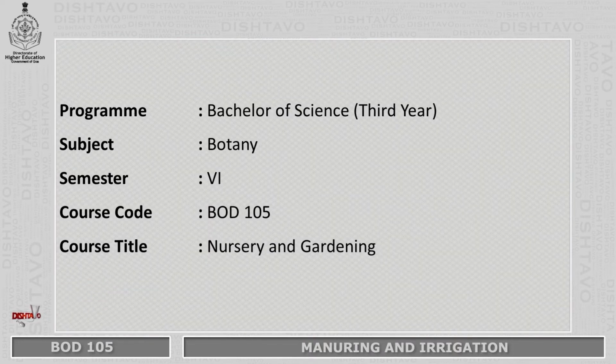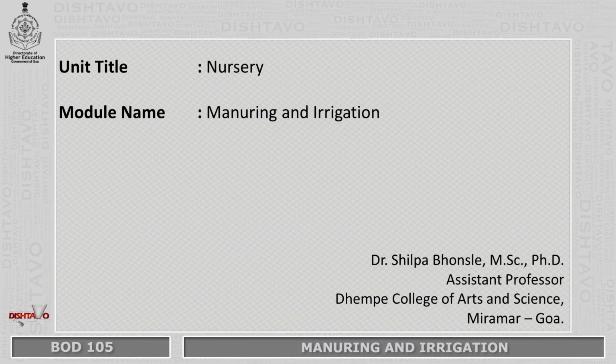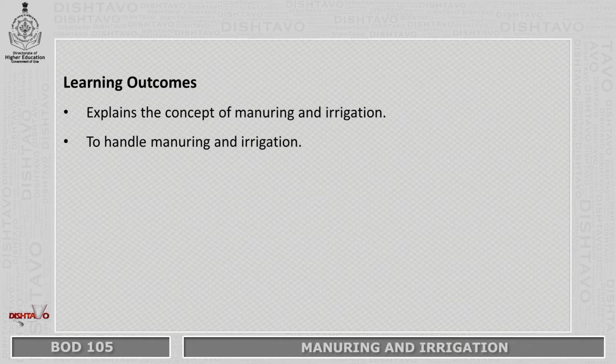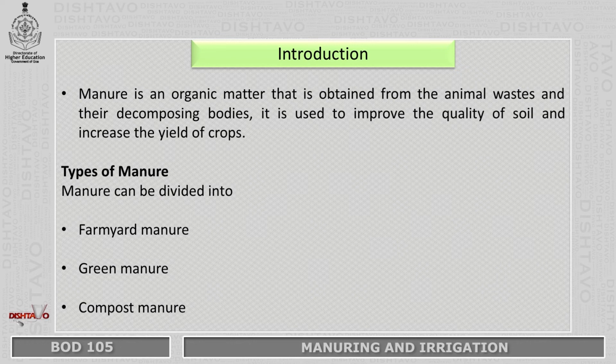Program Bachelor of Science, 3rd year, Subject Botany, Semester 6, Course Code BOD105, Course Title Nursery and Gardening. Unit Title Nursery. Module name Manuring and Irrigation. Outline: Technique of Manuring and Technique of Irrigation. Learning outcomes: explain the concept of manuring and irrigation, and to handle manuring and irrigation.